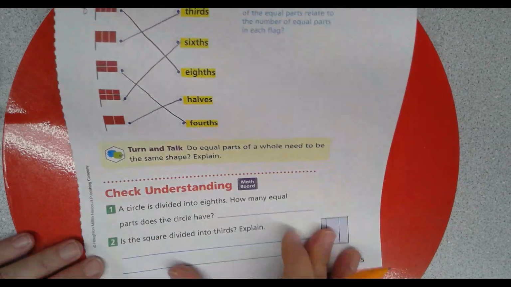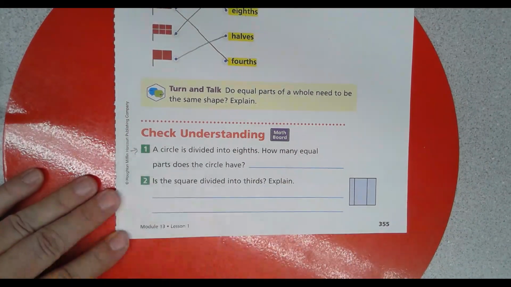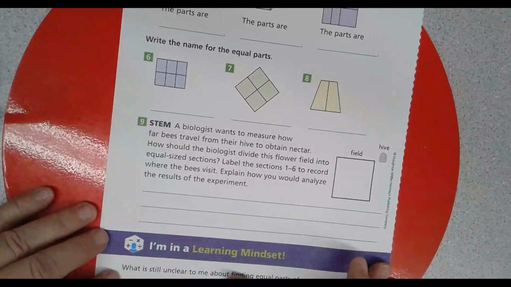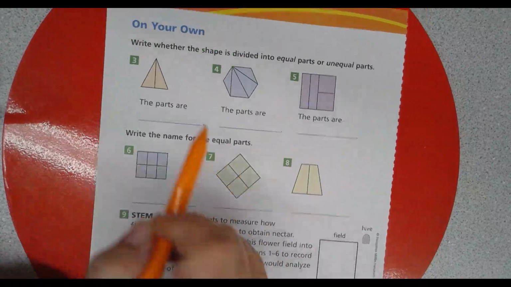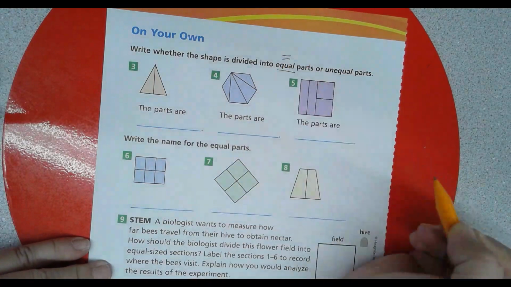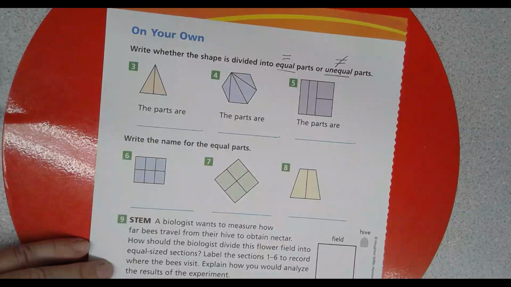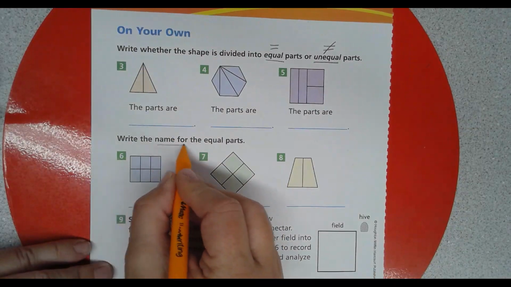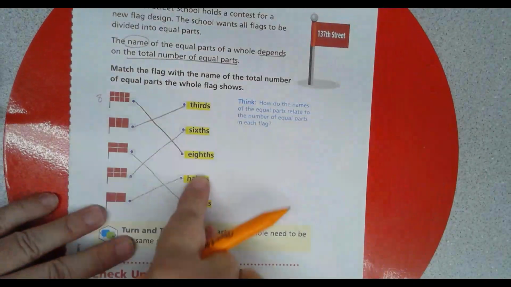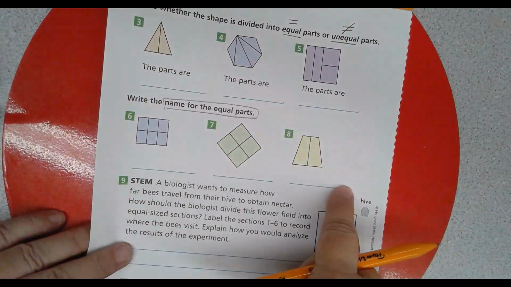Now, the next part, you're going to start here with check for understanding. And on the back, you've got a few more. You're writing whether the shape is divided into equal, and you can use the equal sign, or unequal. You can use the unequal sign if you want to answer that. Now this, you're writing the name for the equal parts. Here, you're going to have to look back at these words right here. That's what they're looking for, those words right there in those blanks.